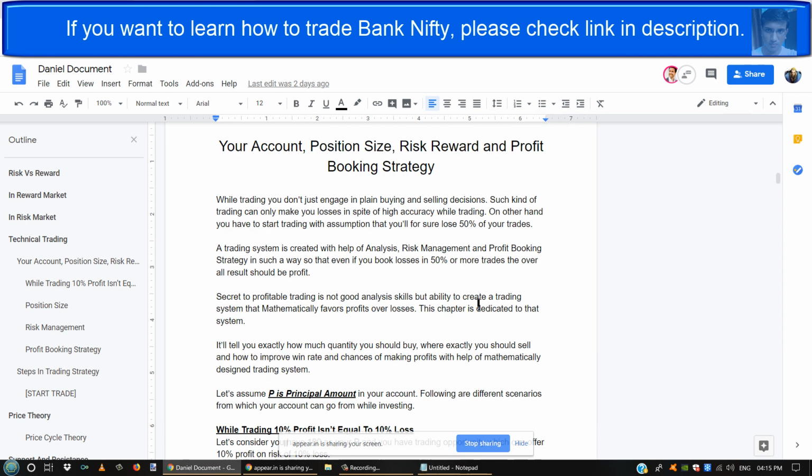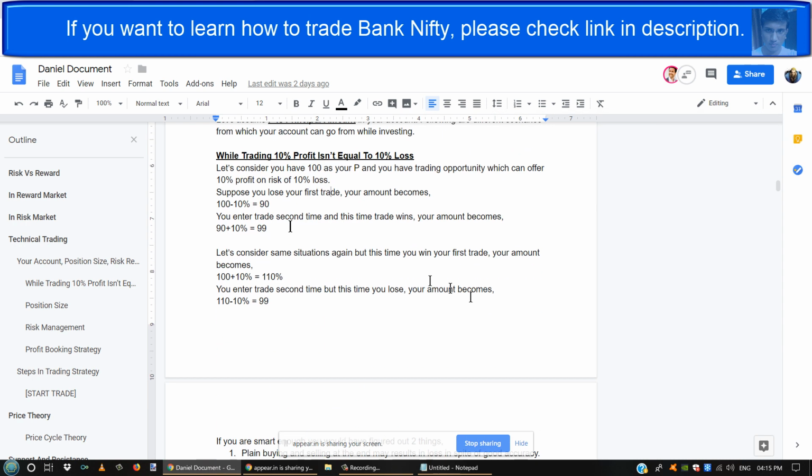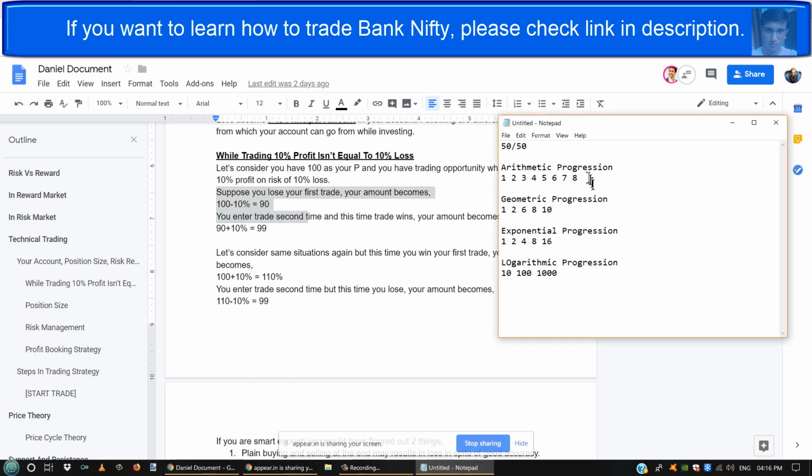So what is happening here is that when we are making profits, we are making profit in arithmetic progression, right? But the same does not happen when we take losses. The losses happen in geometric progression. Meaning if you make a 10% loss, you will lose that whole 10% amount, and when you make 10% profit on it, you won't be making the equal amount back. Are you getting that?